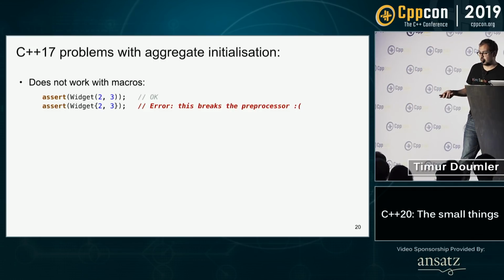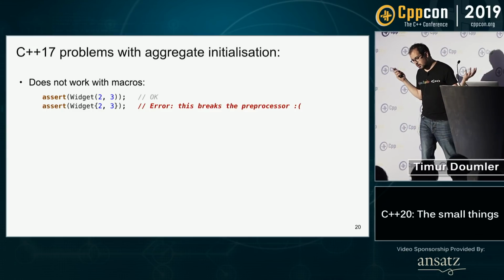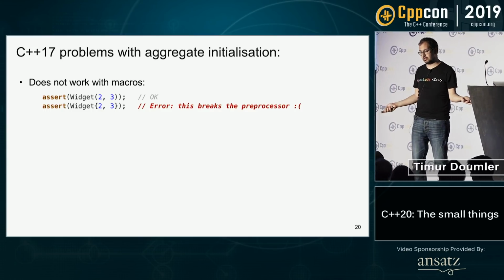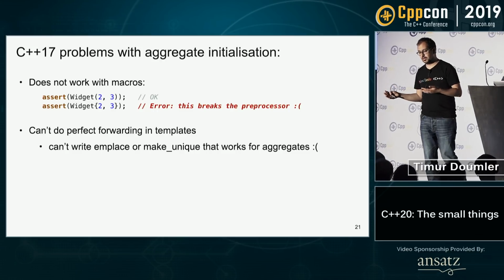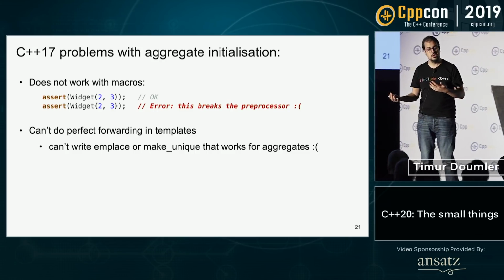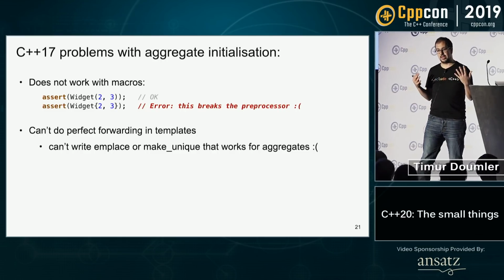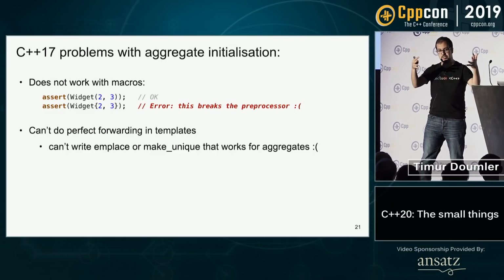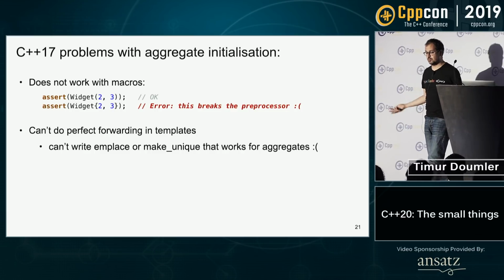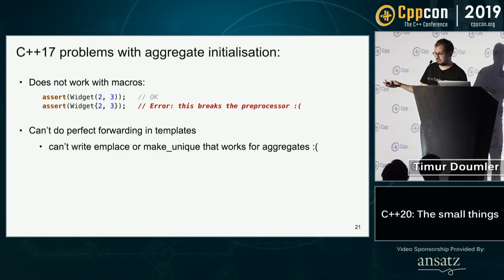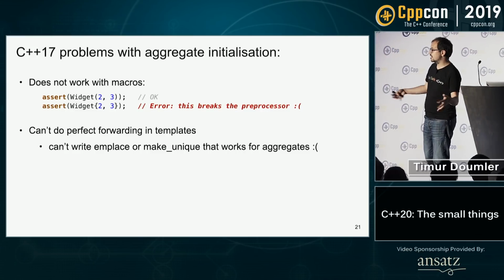The other thing that doesn't work is you can't do perfect forwarding with aggregates, okay? So if you have these braces, you can't use them for perfect forwarding, which means you can't write an emplace function or a make_unique function that takes arguments and then aggregate initializes something, okay? So you couldn't write make_unique or emplace for aggregates, which is not nice because that's something that keeps coming up.